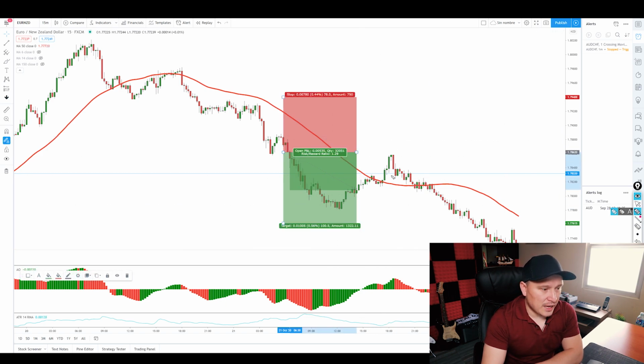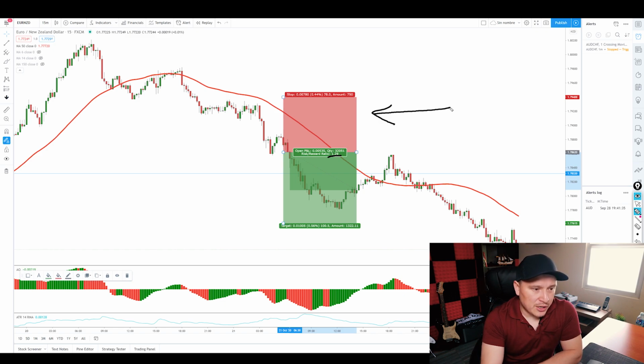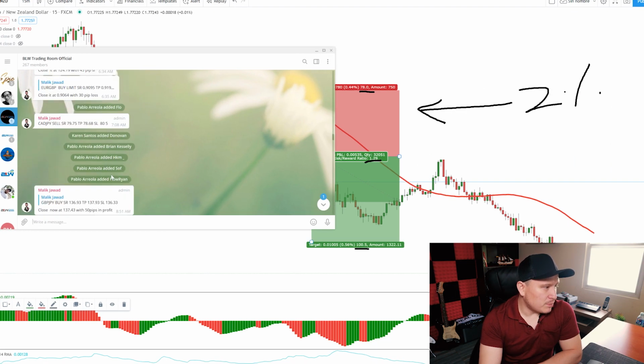So as you can see in this trade, we have a 1 to 1.29 risk reward, which means that here we're risking 2% of our balance, right? With 78 pips. But if we win, 100 pips. So far, so good, right? Now we're gonna see what happened later on in that specific trade.